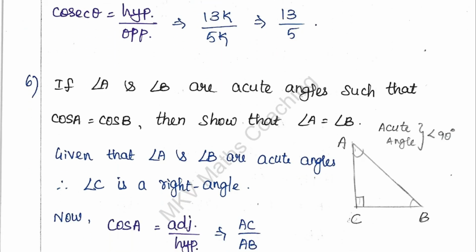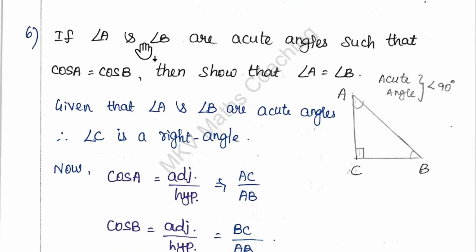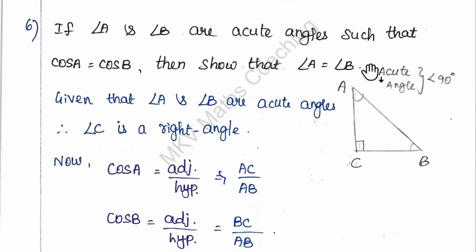So sixth question, if angle A and angle B are acute angles. Acute angle is less than 90 degrees. Okay, such that cos A equal to cos B, then show that angle A equal to angle B. So they have given angle A and B are less than 90 degrees. So C will be the right angle in the triangle, right? This is 90 degrees. And they have given cos A equal to cos B. You have to show that angle A and angle B are equal angles.